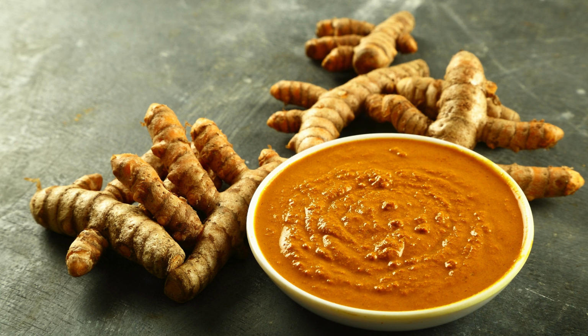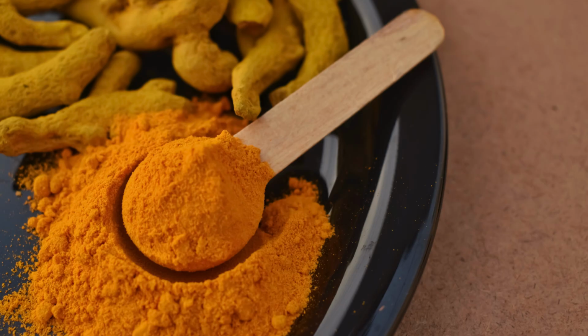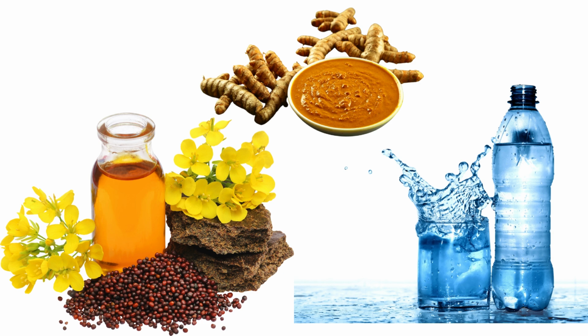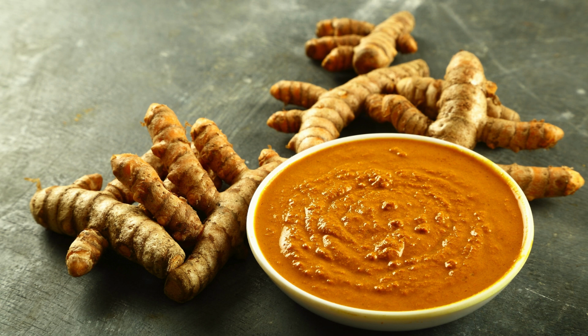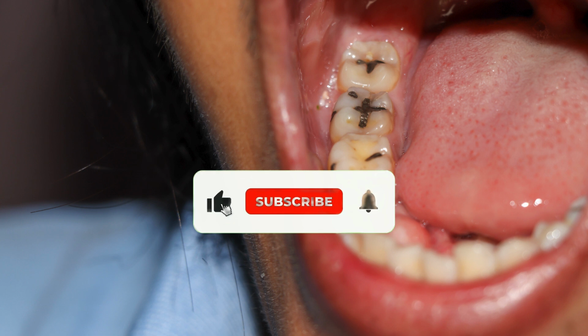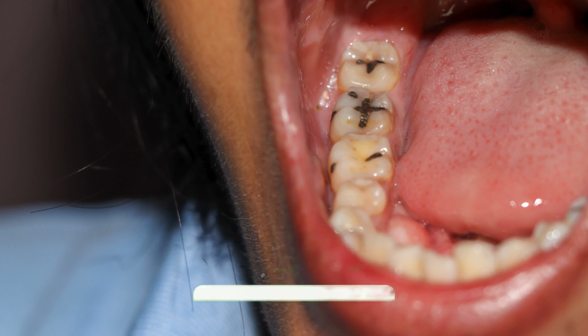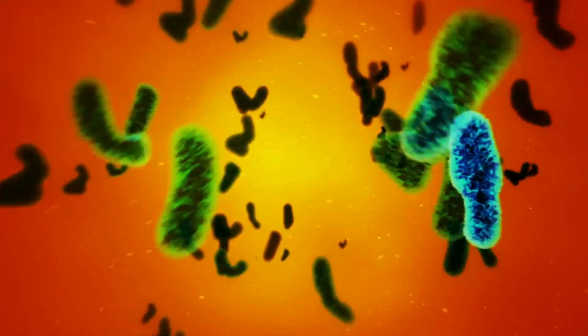Remedy 5. Turmeric paste. Ingredients: 1 teaspoon of turmeric powder, a few drops of mustard oil or water. Method: 1. Mix turmeric powder with oil or water to form a paste. 2. Apply to the cavity or gum area. 3. Let it sit for 5 minutes and rinse thoroughly. Benefits: anti-inflammatory and antibacterial properties, soothe pain and fight bacteria.